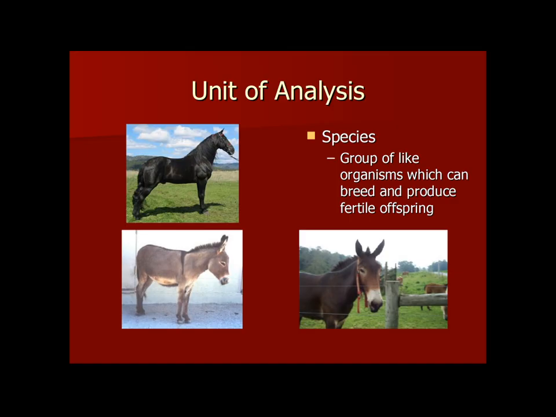And the answer is that they're sterile. Technically, horse and donkey are separate species, even though they look alike and they can breed. Their offspring are sterile. So that's where we draw the line.